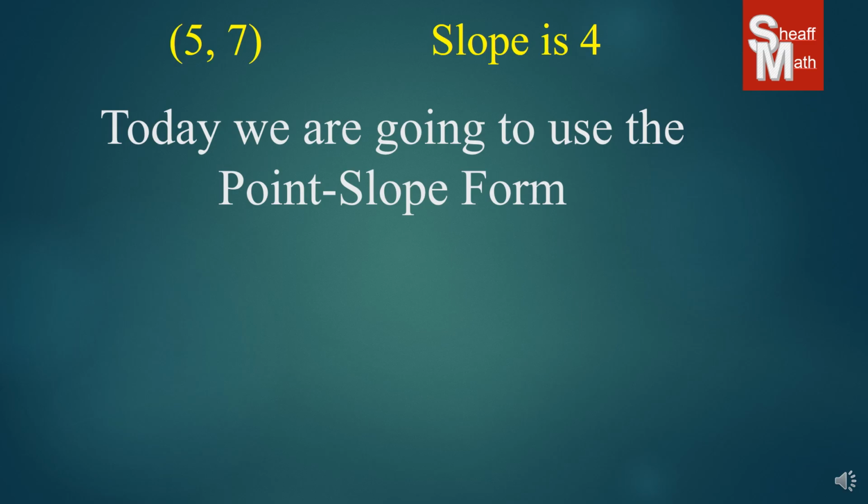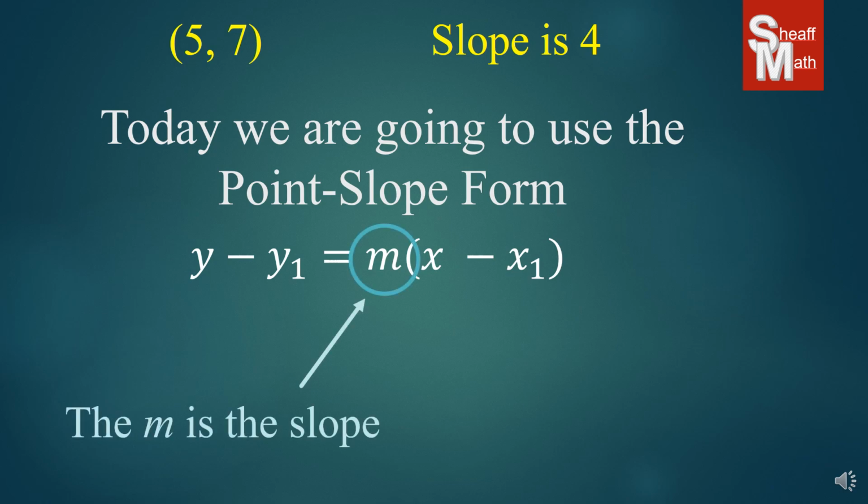Now, today we're going to be putting it into point-slope form. And so we have our point and we have our slope. Here is the generic form of the point-slope, and I'm going to explain it to you a little bit. What we have here, we have the m. The m, just like the slope-intercept, is the slope. And so our slope happens to be 4.